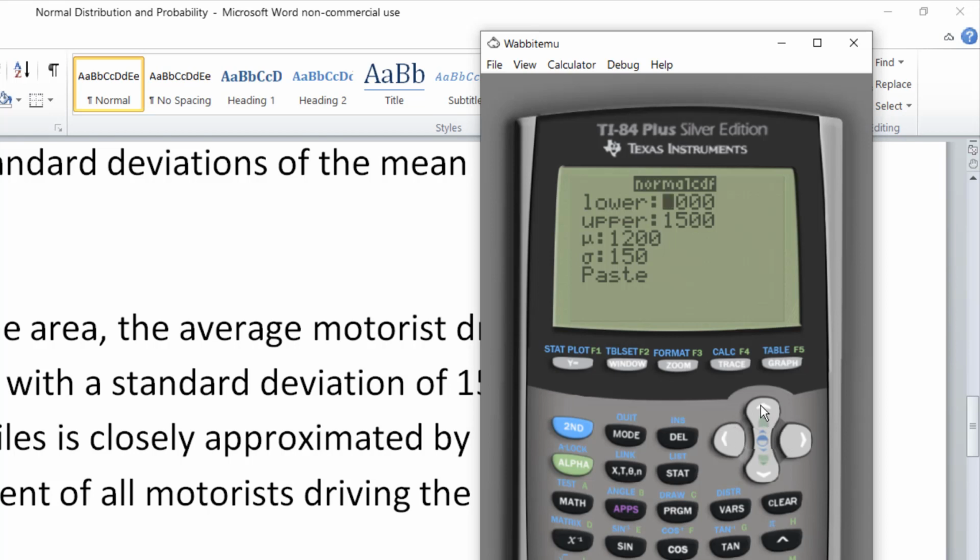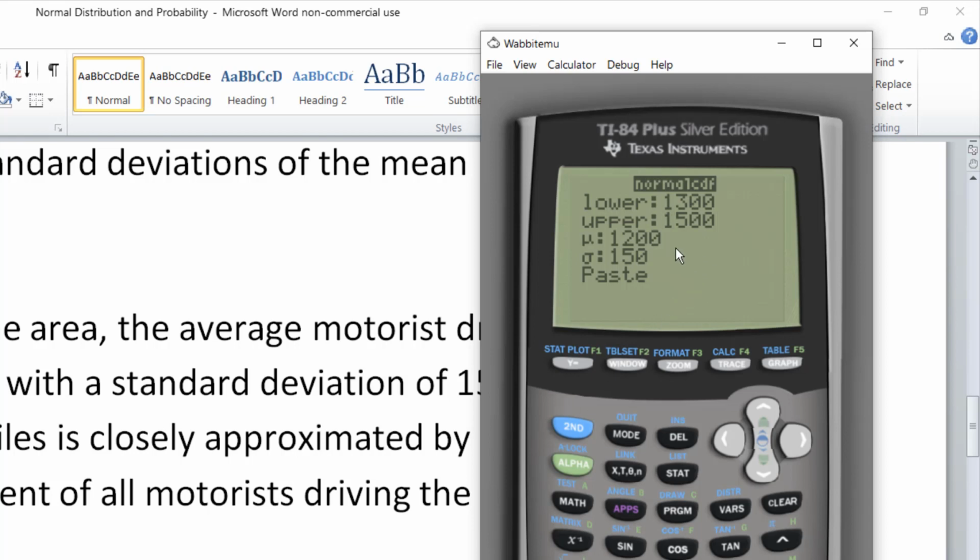So the lower bound will be 1,300. So I just say 1, 3, 0, 0. Okay. And then upper bound would actually be infinity because it's more than 1,300. So if you look at the normal standard curve, it's everything to the right of that 1,300. You can see that the curve drops, never touches the horizontal line, the baseline, goes on forever.